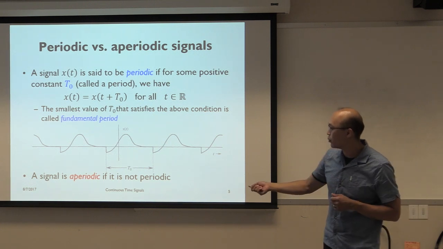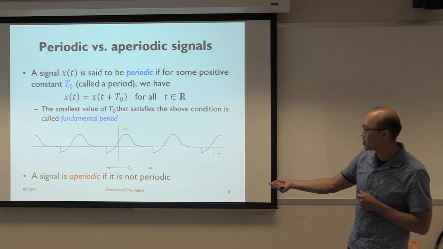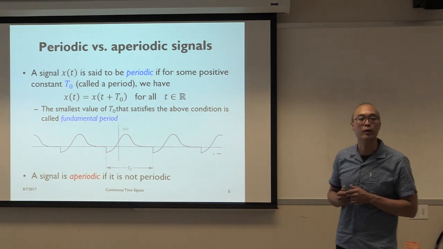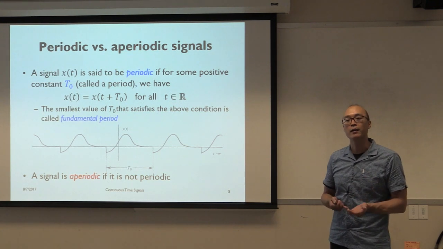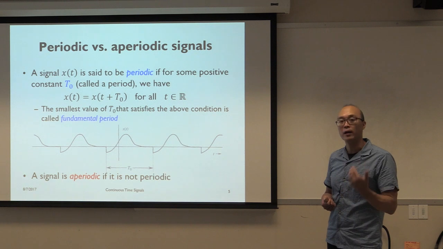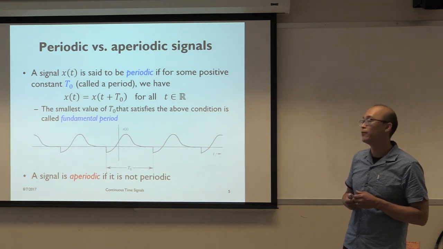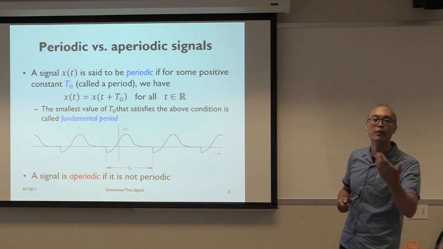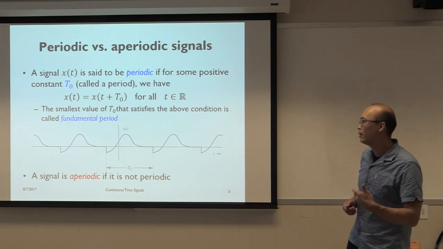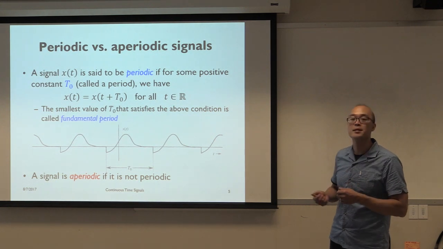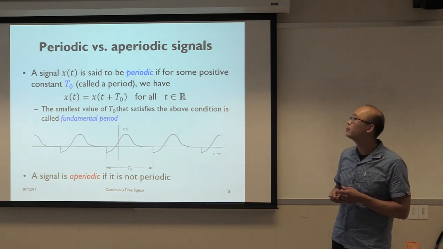So in this example, in this function that's illustrated over here, you can see that this signal is going to repeat every capital T naught. So that's the fundamental period. If a signal is periodic, it will also be periodic not only in its fundamental period, but with integer multiples of the fundamental period. So this signal will also repeat every 2 T naught, every 3 T naught, every 4 T naught, and so on. If a signal is not periodic, then it is said to be aperiodic.